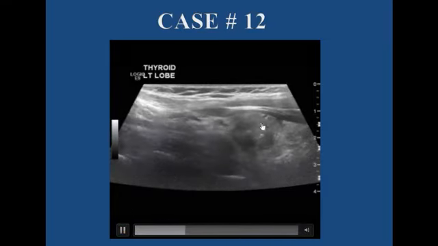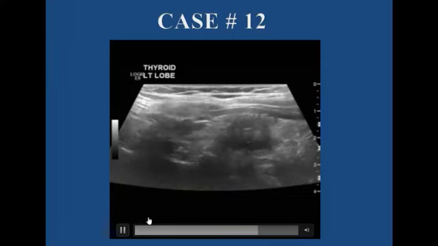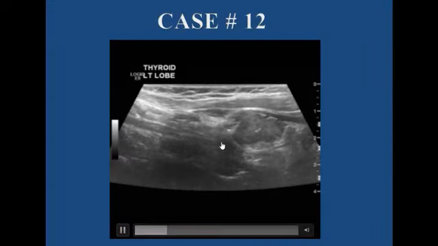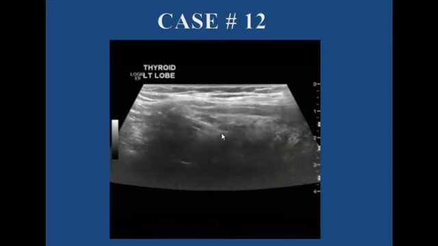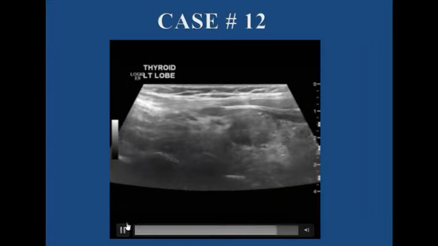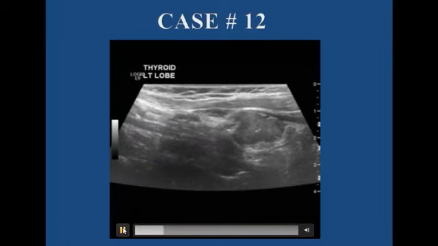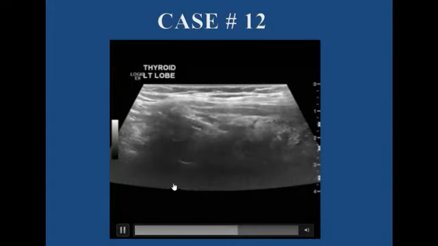So here we have a solid nodule with macro and micro calcification, hypoechoic, wider than taller. So we'll give it 2 points for the composition, 2 points for the echogenicity, 1 point for macrocalcification, and 3 points for microcalcification. The overall score will be 7, which corresponds to TIRAD 5.